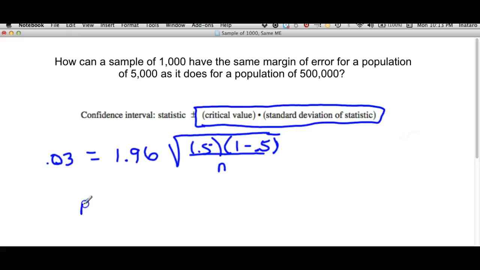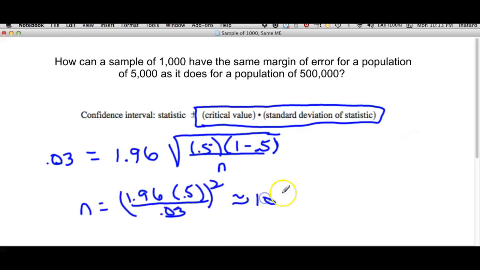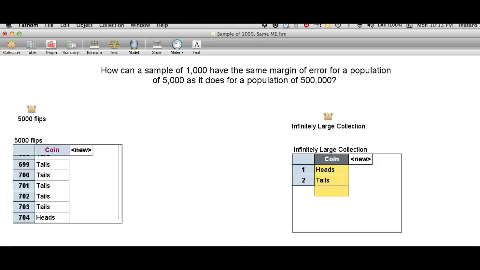So when I solve this for n, and I will leave the mathematics to the viewer, I get that n is about 1,067. Now, if the true proportion is less than 0.5, let's say 0.4 or 0.3, then we really wouldn't need this many people. But this is the number of people we need to guarantee we have a 3% margin of error. So let's take a look at a demo in Fathom to see also how this works.